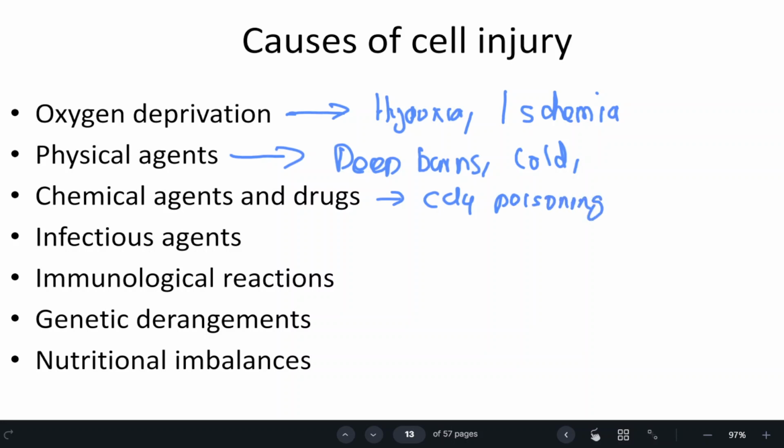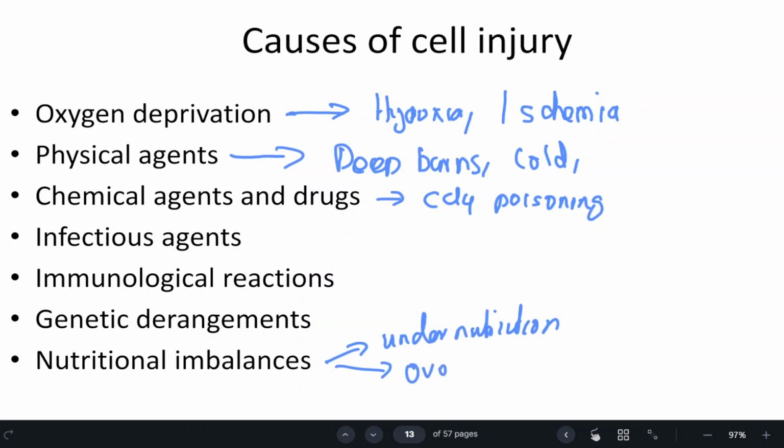Infectious agents, from submicroscopic viruses to large tapeworms. Immunological reactions, genetic derangements, nutritional imbalances, undernutrition as well as overnutrition can cause cell injury.